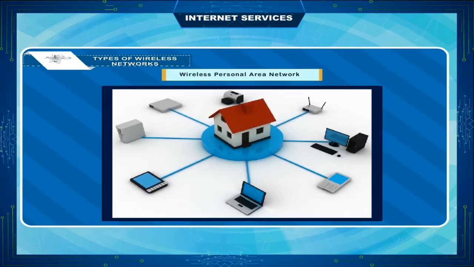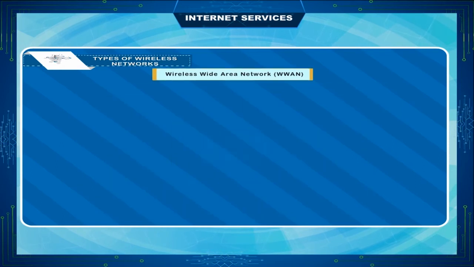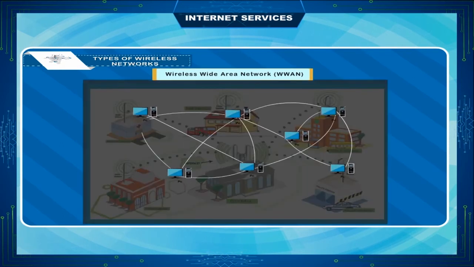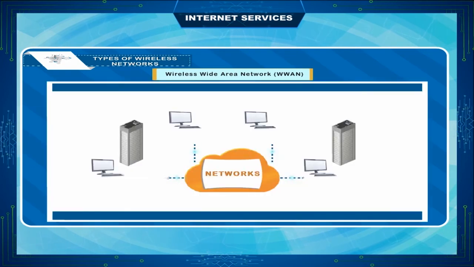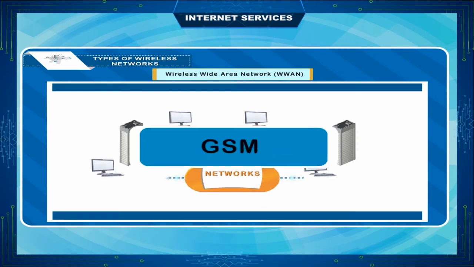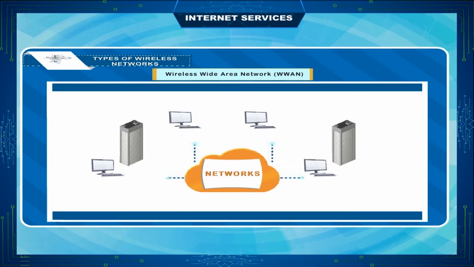Wireless wide area network, WWAN. In wide area networks, the computers are far apart and are connected by radio waves. One example of wireless WAN is networks provided by cell phone carriers. These are voice plus data networks. GSM and GPRS are examples of such wireless networks.